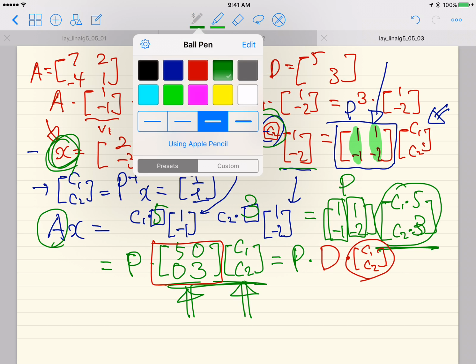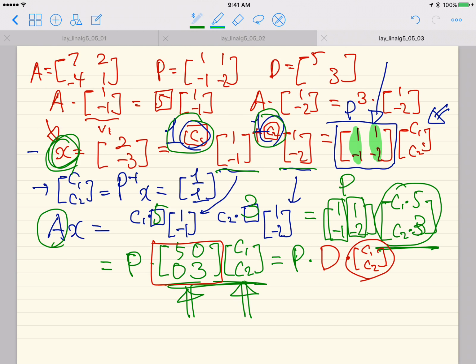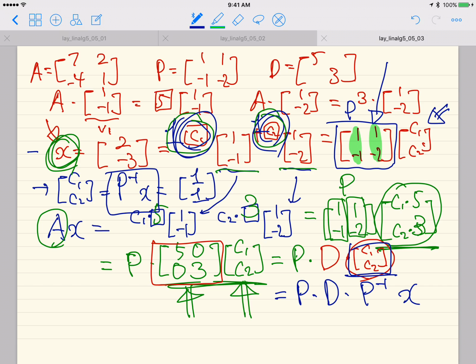Okay, and how did we obtain C1 and C2, the linear combination coefficients here? This was P inverse times X. So that represents the linear combination coefficients, and we can replace this part with P inverse X. Okay?